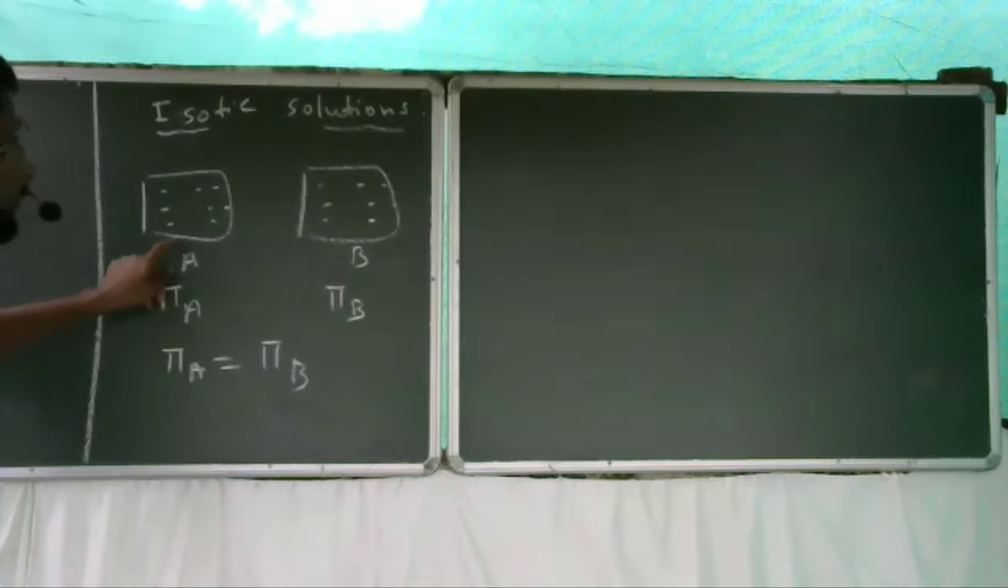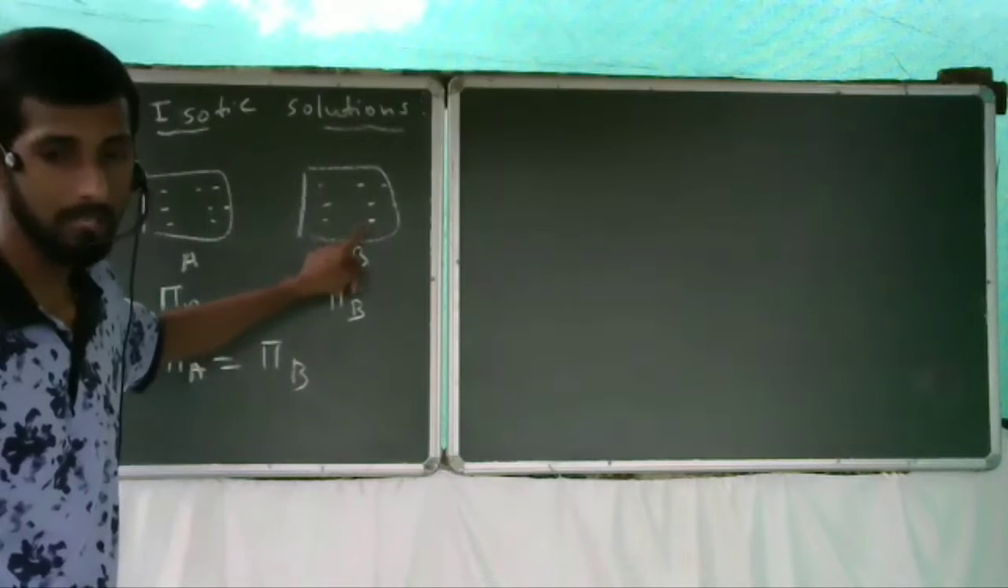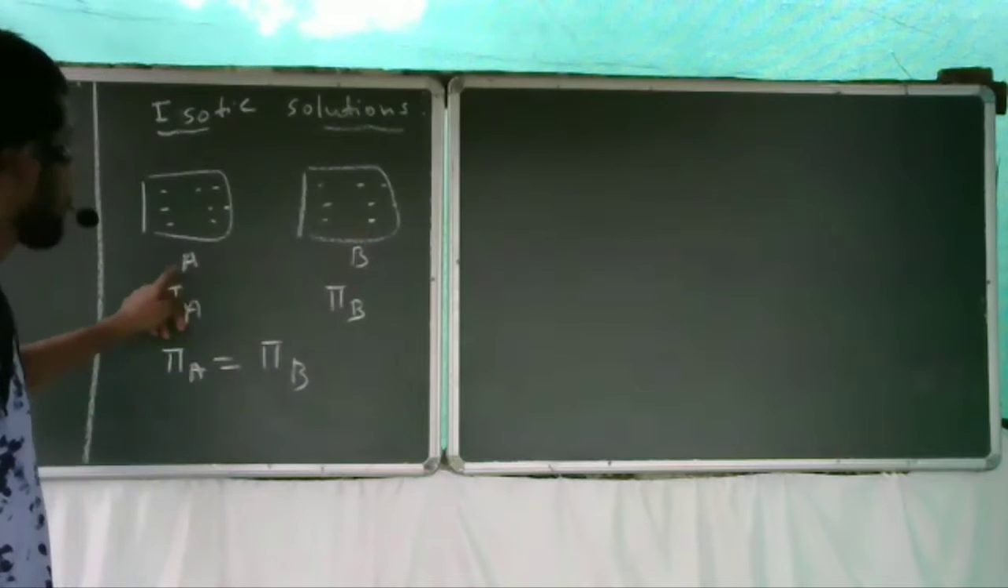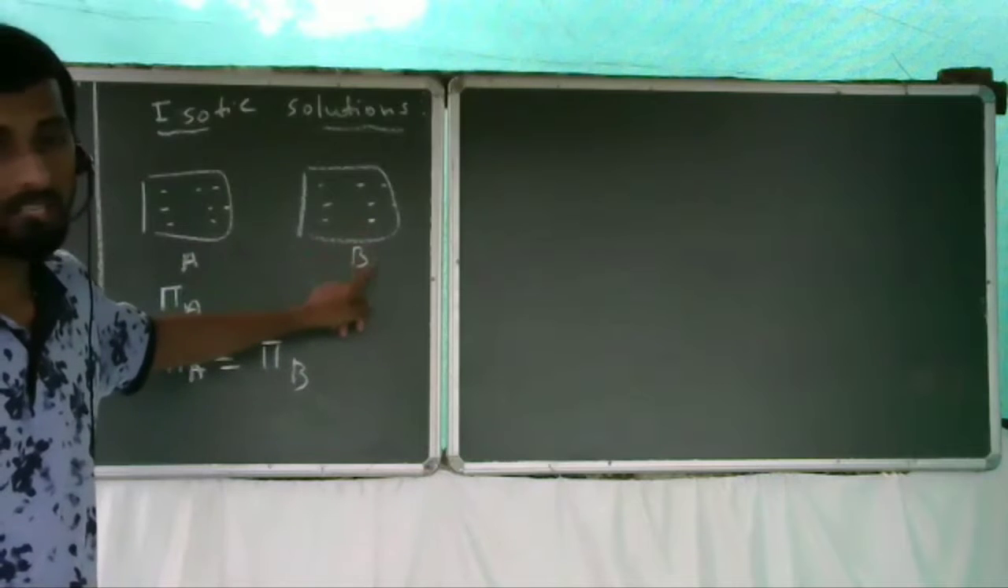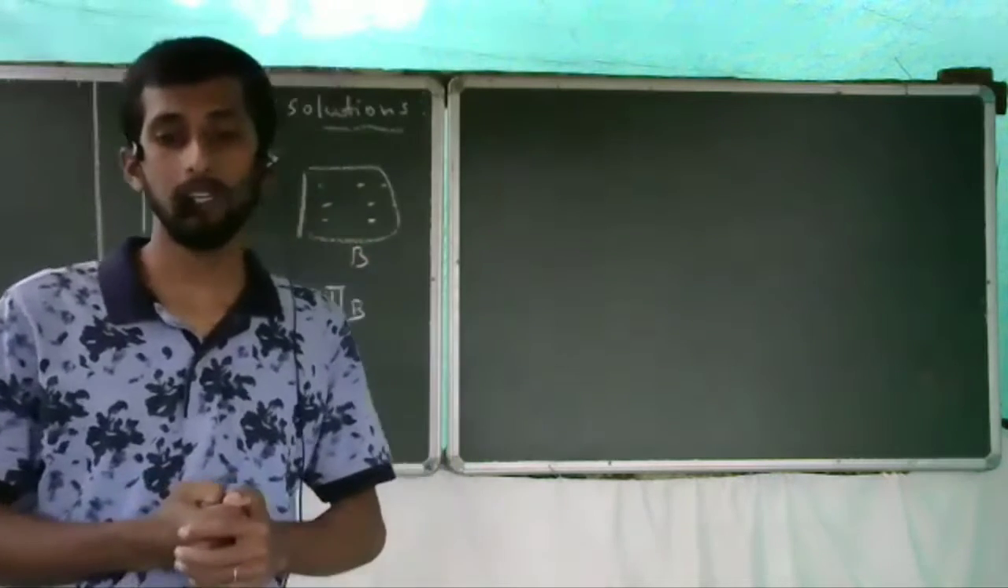So pi A is the osmotic pressure of solution A, pi B is the osmotic pressure of solution B. Then pi A equals pi B. Two solutions having the same osmotic pressure, that type of solutions are called isotonic solutions.